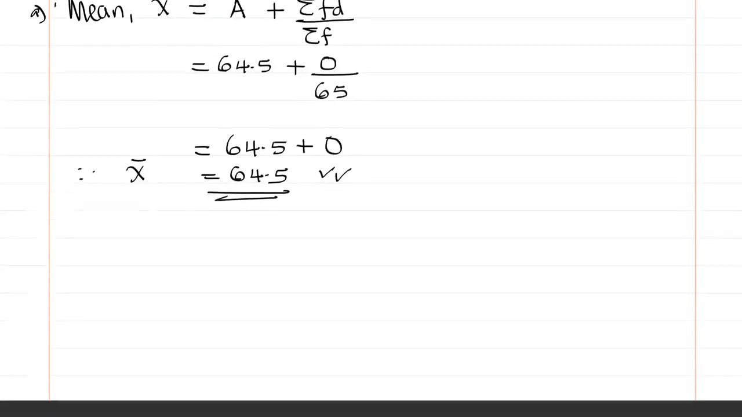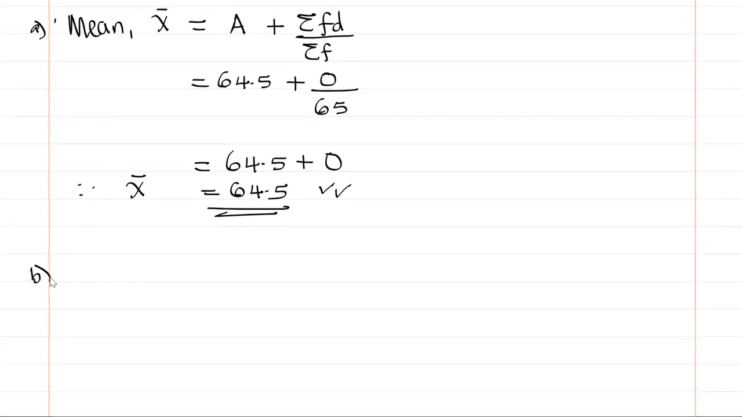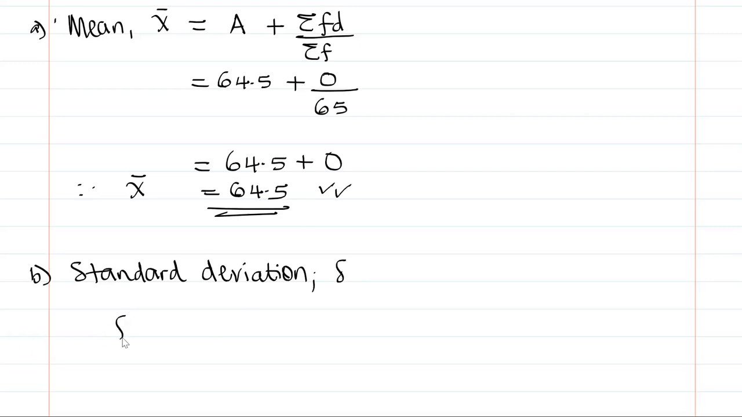Calculate the standard deviation. Part B, the standard deviation. What do we know about the standard deviation? Standard deviation is given by sigma. So standard deviation sigma equals the square root of what we call variance. New terms are coming in. Please go and watch our videos. We have what we call variance. But how do we get the variance?